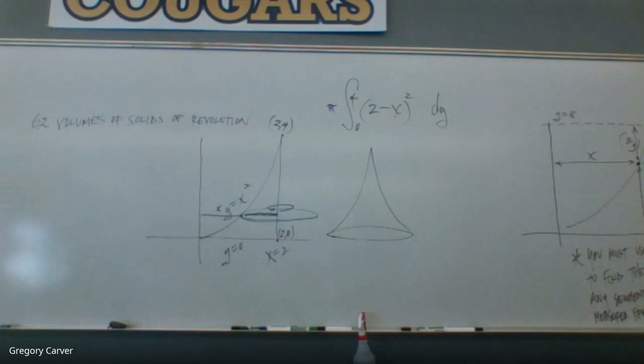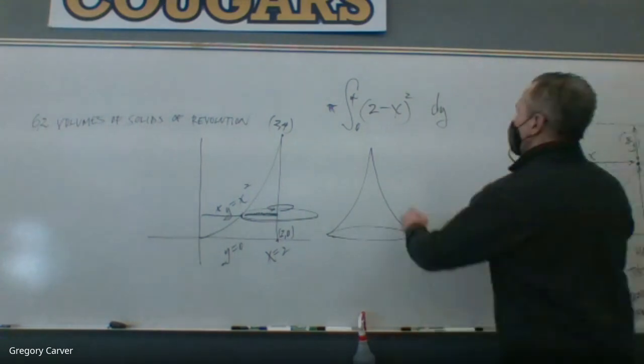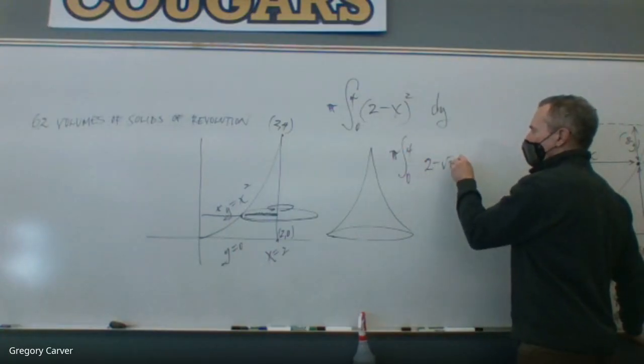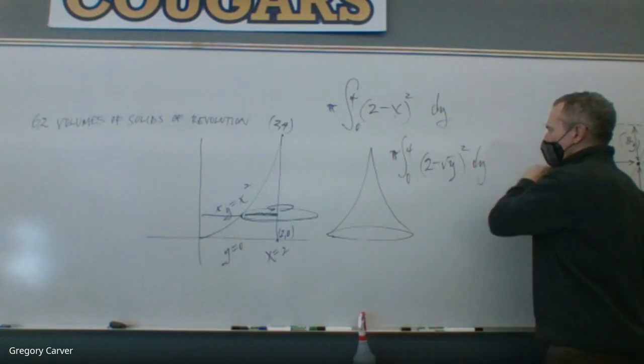By the way, I only want the positive, right? So I don't need to worry about plus or minus. I just need square root of y. So I'm going to take this out. This is then pi going from 0 to 4, 2 minus square root of y, quantity squared, dy.